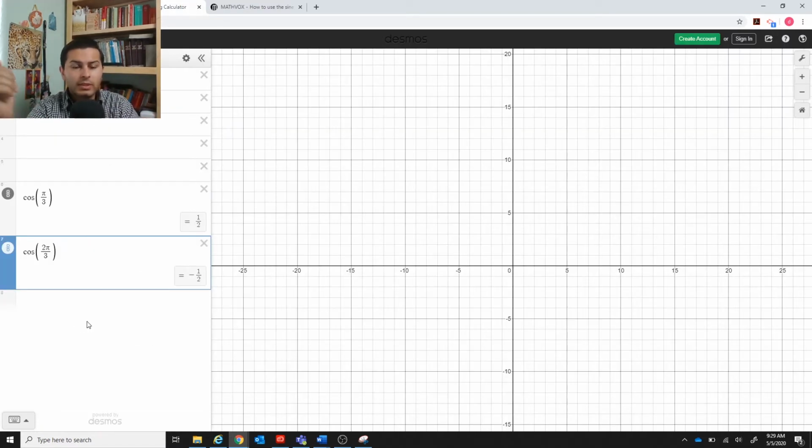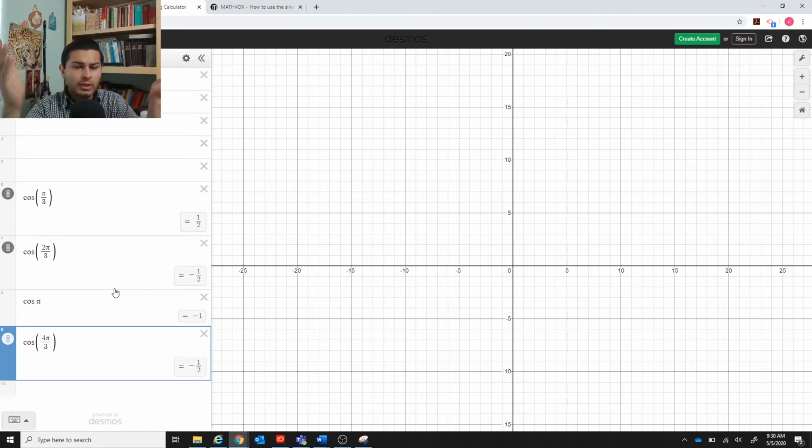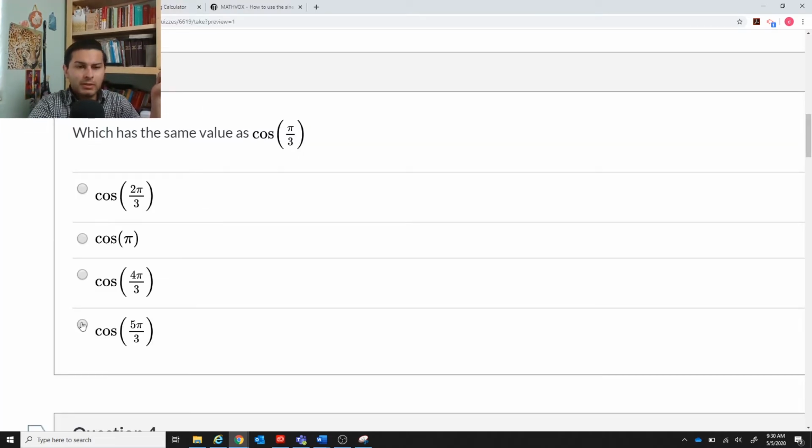Cosine of 2 pi over 3 is negative 1/2, just like we found before. Cosine of pi, remember I said it's not even going to be close, and as you can see, it's negative 1. So no, it's not even close. Cosine of 4 pi over 3 is negative 1/2. And look at that, cosine of 5 pi over 3 is positive 1/2. So we have got the correct answer. That is the only one that matches our first equation. So that is the easy route to figuring out the angle measures, and that would be correct.